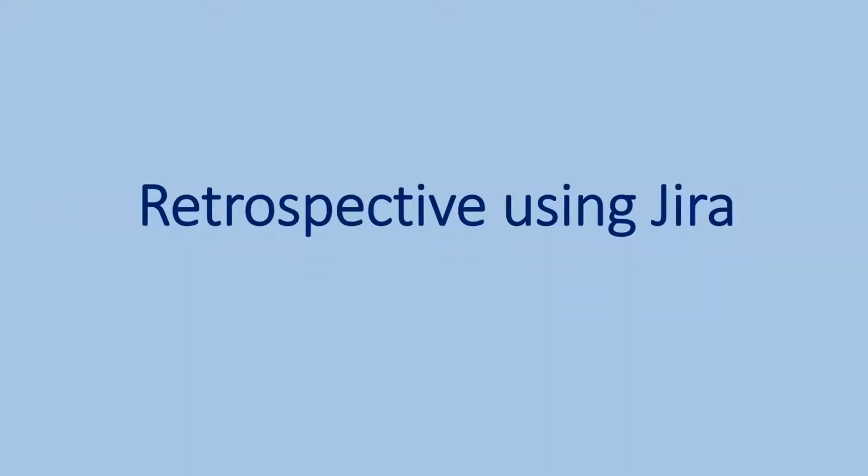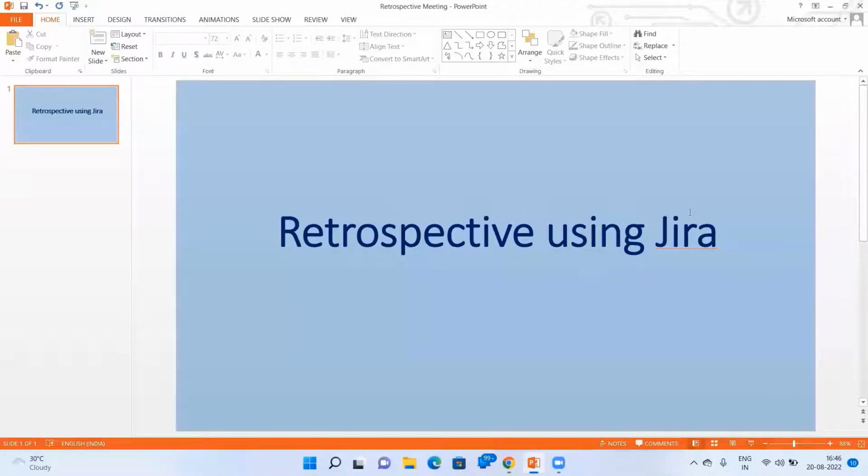So that is the objective of a retrospective: the team sits together and does a brainstorm to understand what went well, what went wrong, or what could have been done better. All those things are discussed and captured in the retrospective document, right? So let's go to Jira.